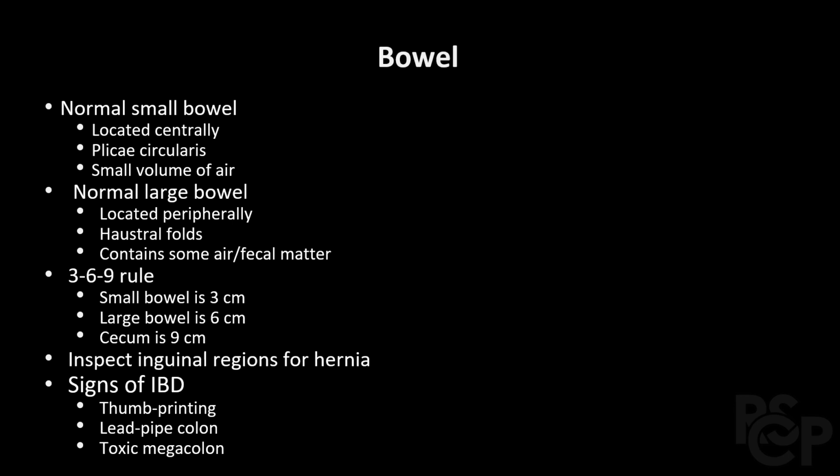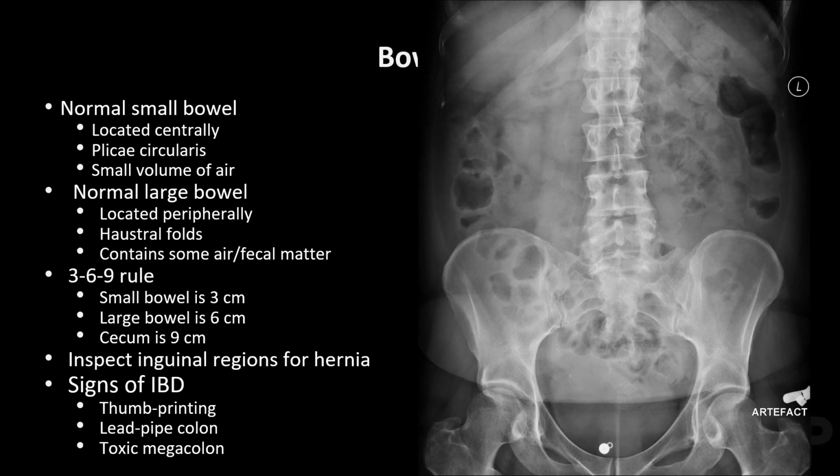So to move on to the bowel portion of our mnemonic, normal small bowel will generally be located centrally, as you can see here, with structures known as plicae circularis, which are these little structures here. Small bowel will generally only have a small amount of air. As you can see, there's not too much dark densities here centrally.